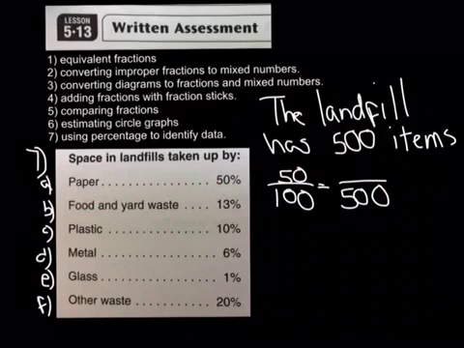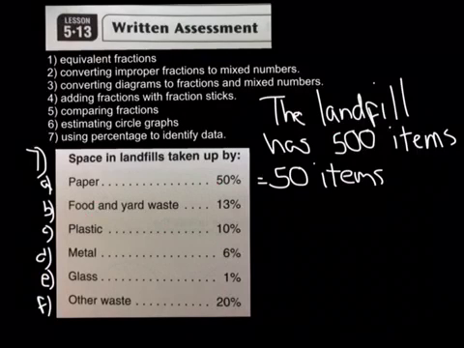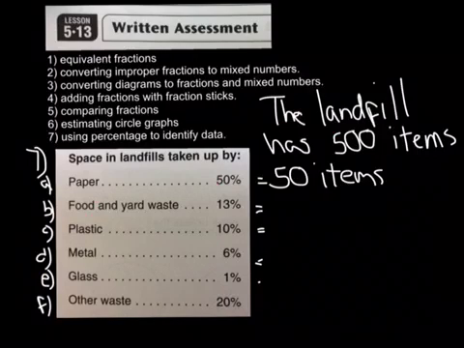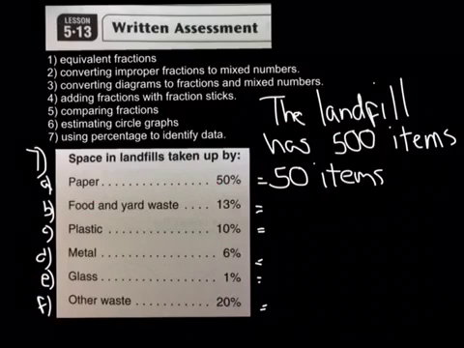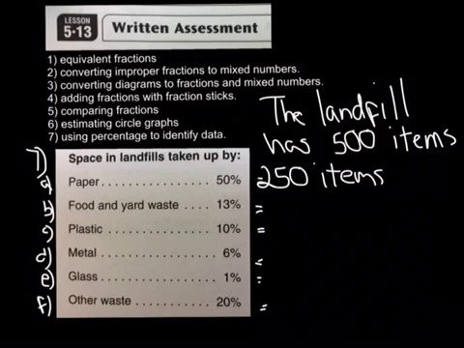Do the same to the top. 50 times 5 equals 250. And there you have it. So 50% is 250 items. Do the same for the rest. You understand that for each one you must multiply it by 5. Just the way we did. I'm sorry, not 50 items. 250 items.